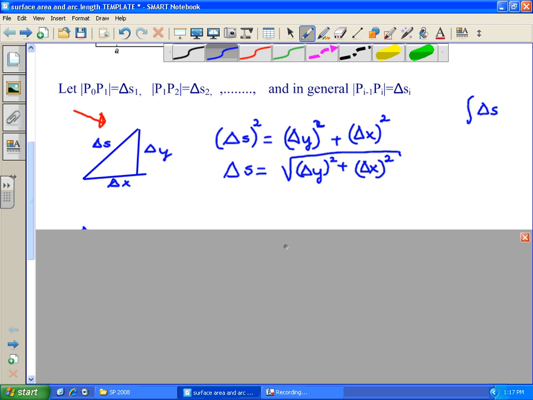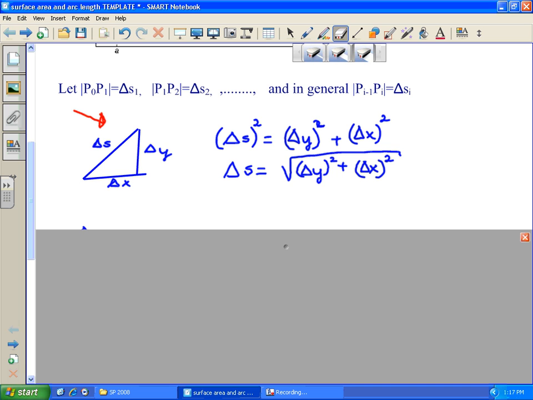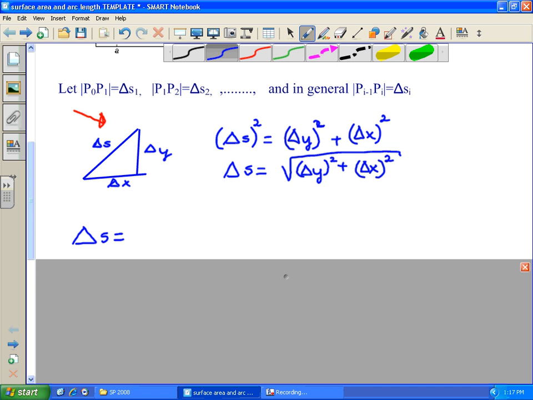So we should try to get rid of this ds, and we should try to end up with a dx or a dy. And the best way I can do that is, for example, let's say I want to end up with a dx. I don't want to end up with a ds. I want to end up with a dx. So to bring in the x variable, what I'm going to do is take the answer from the top and multiply it and divide it by delta x.